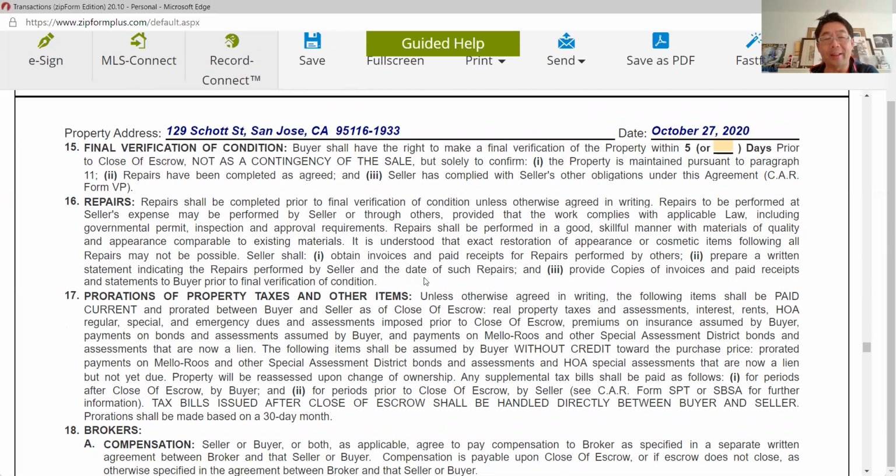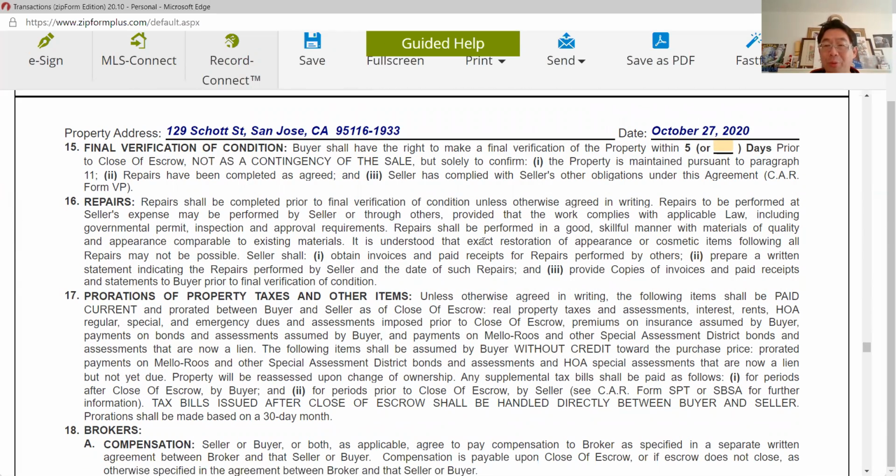Before you sign the paper, 5 days, I need to go there to check again, make sure everything is good. By that time, probably all the furniture is gone already. Okay, so, and then repair. Now, repair should be completed prior to final verification. So they need to get this done before those days.